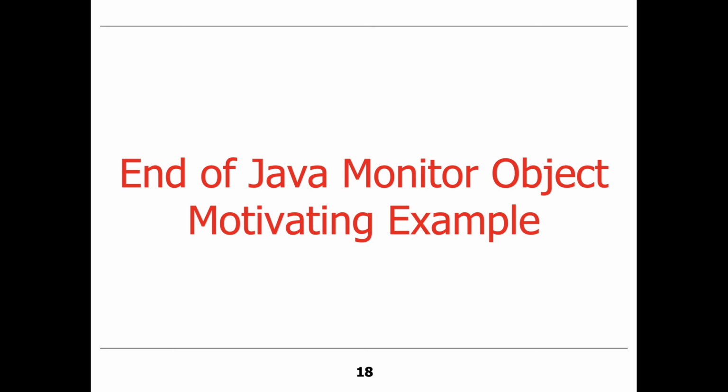So that's the end of the overview of the motivating example. What we will do now is show how Java's built-in monitor object features can be used to fix this problem.